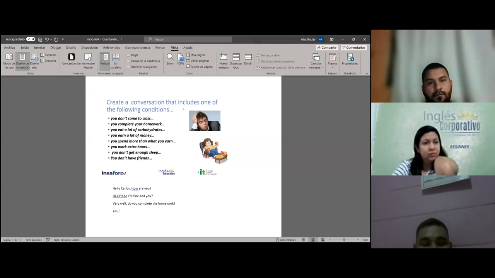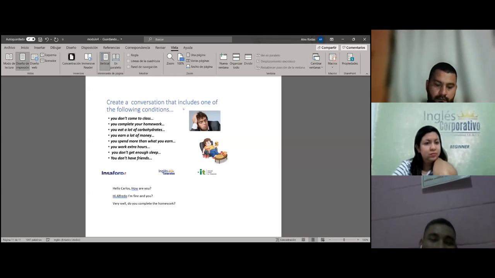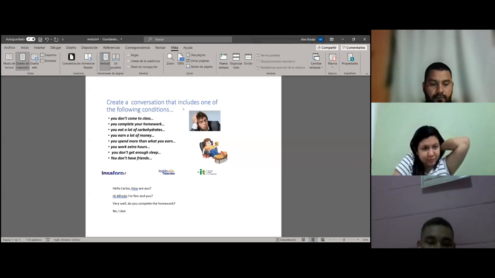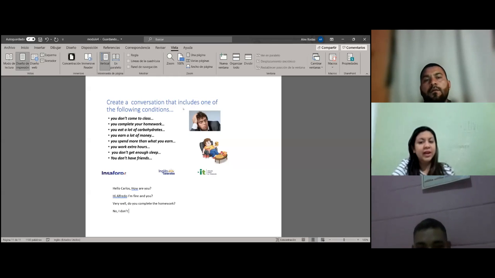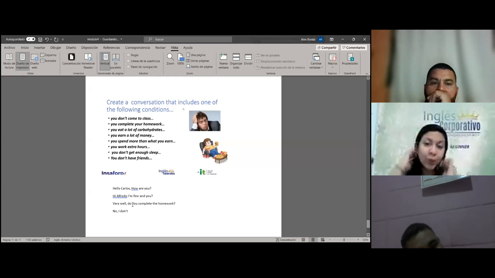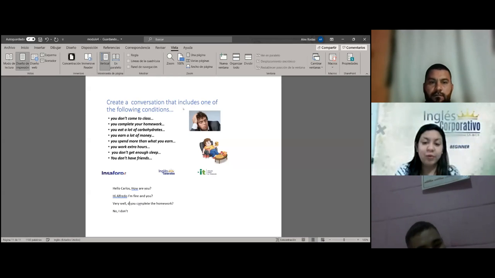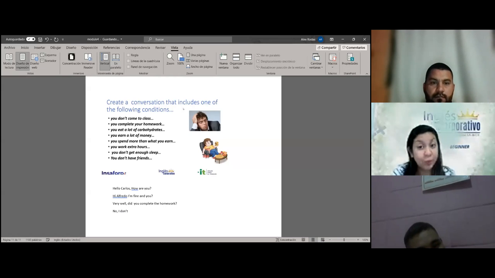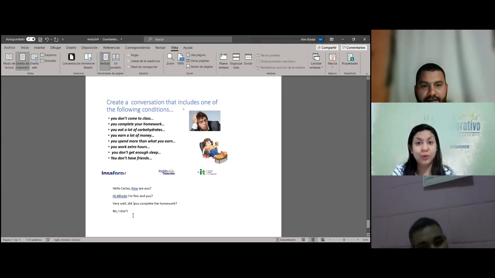I don't complete the homework. Ahí sería como en pasado. Did you complete the homework? ¿Completaste la tarea? No, I didn't. Y ahí le puede decir, remember, if you don't complete the homework, you don't pass the course.